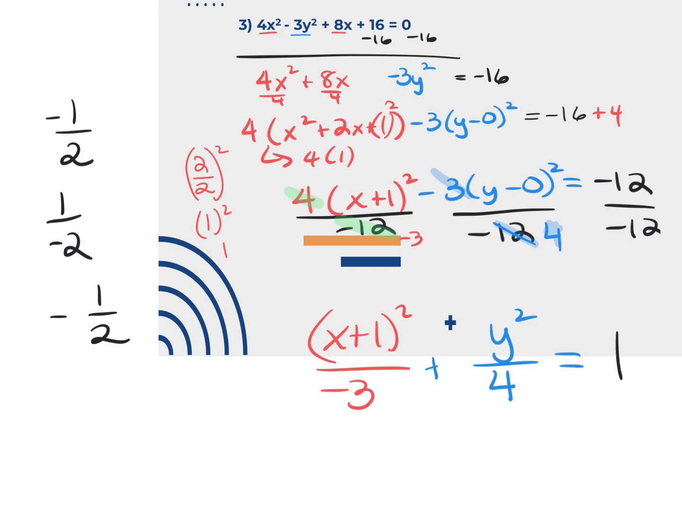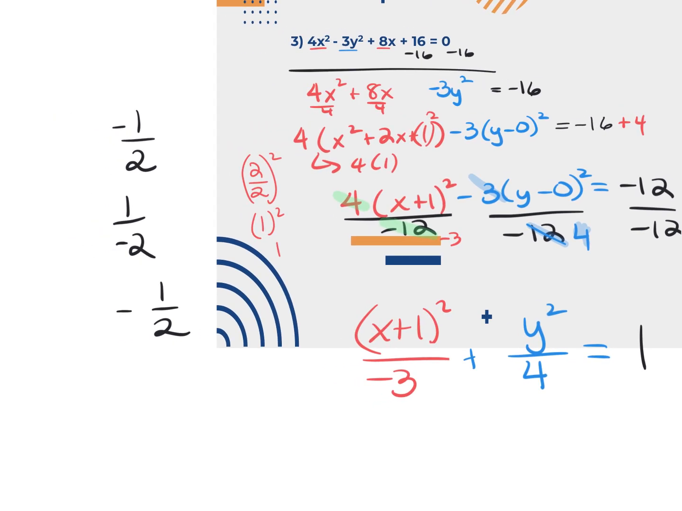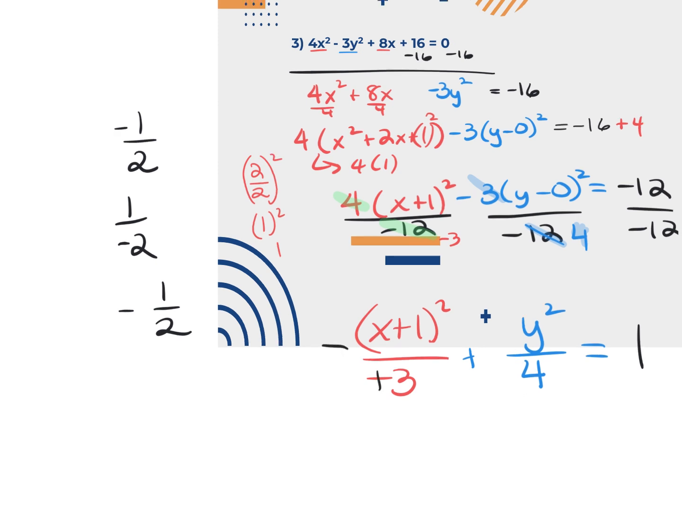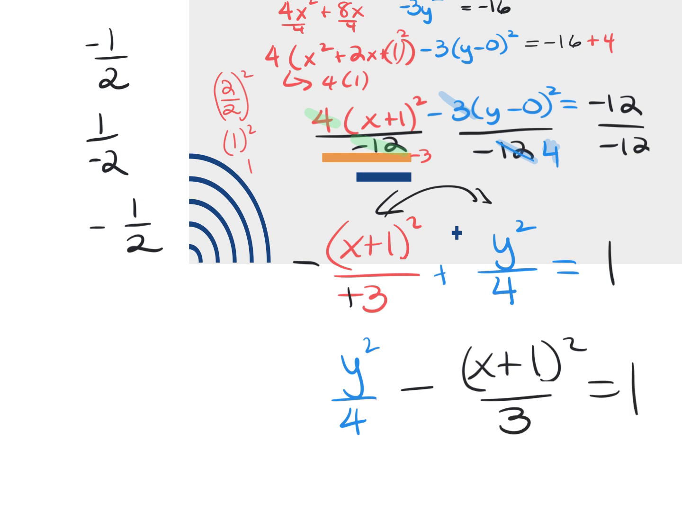Now, this is where I wanted to show you this, because this denominator here, I can move the negative sign to the front of the fraction, and then I'm going to flip-flop these two. I'm going to put the positive fraction first, and then the negative fraction turns into the subtraction sign, making this the equation of the hyperbola.